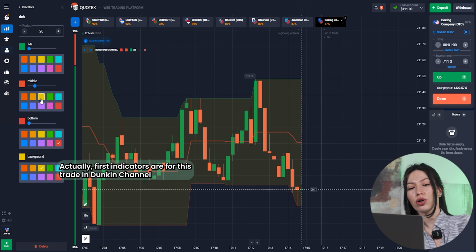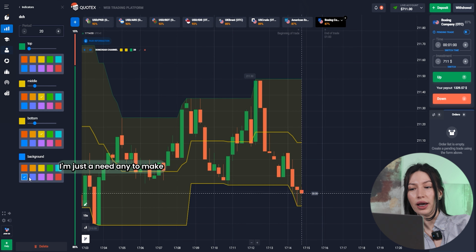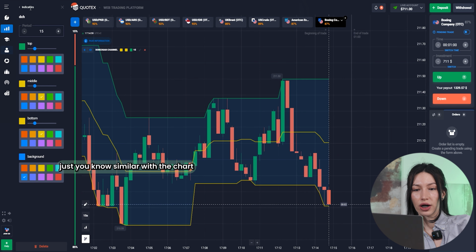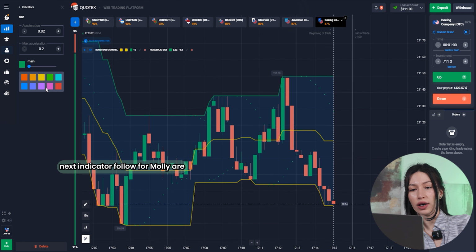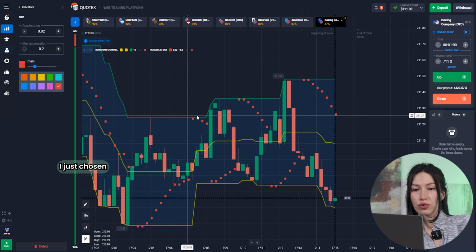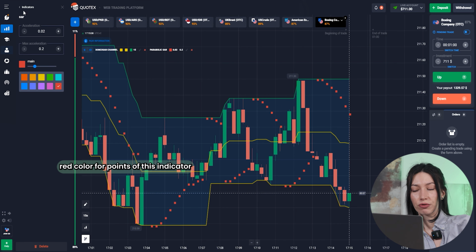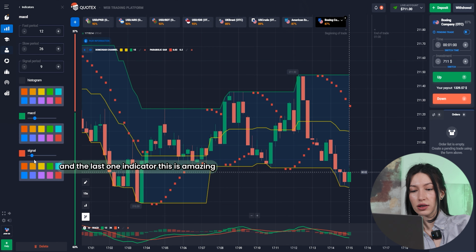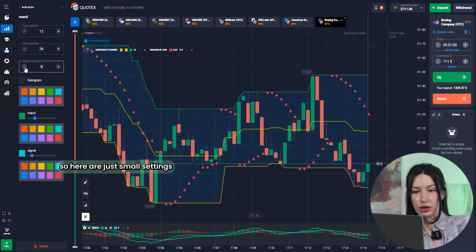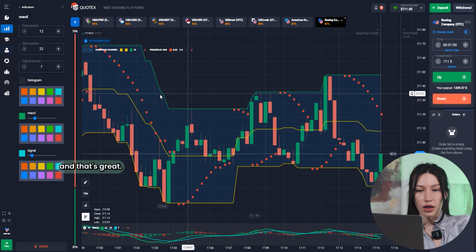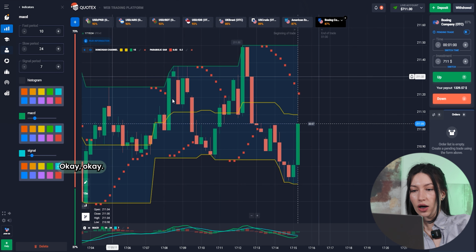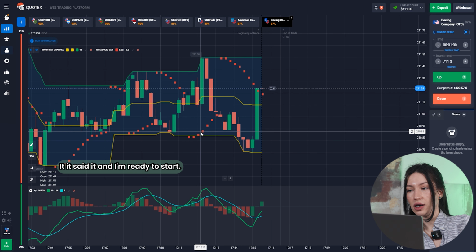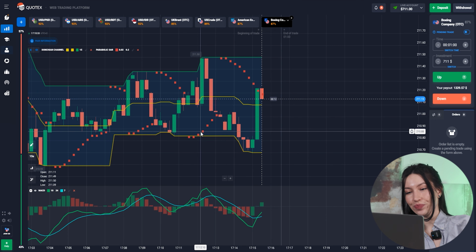First indicator for this trade is the Donchian channel, I'm just editing it to make it similar with the chart. Next indicator, parabolic SAR. I just chose red color for the points of this indicator. And the last indicator is MACD. So here just small settings, and that's great. Okay, everything is done. It was super simple to edit it, to set it, and I'm ready to start. So let's go.